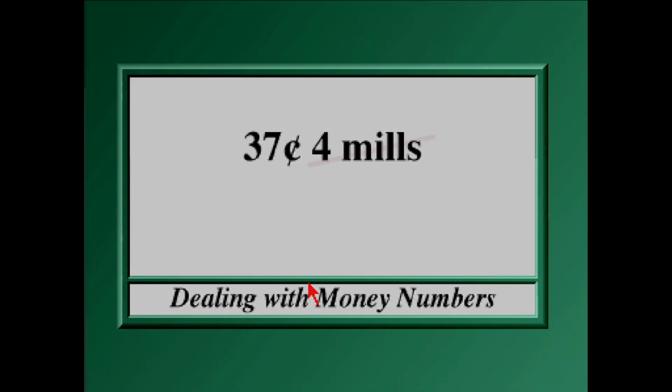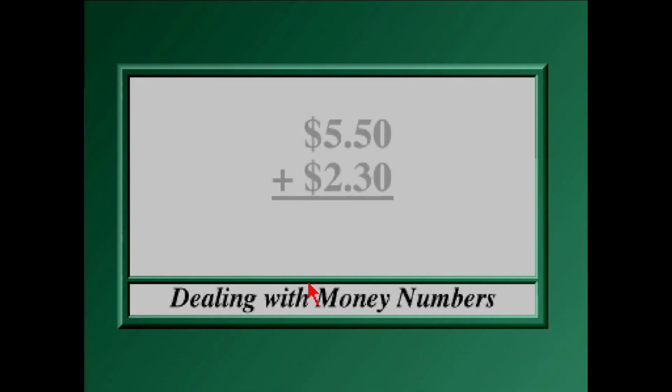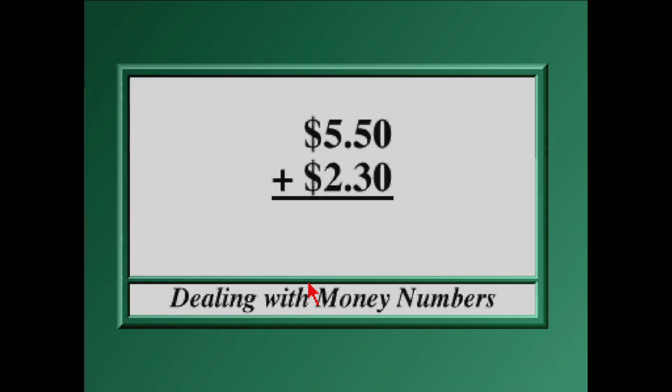You buy another grocery item which costs 37 cents 4 mills. Since the 4 mills is not equal to or greater than 5 mills, you pay only 37 cents. You buy one item for $5.50 and another for $2.30. Adding 5.50 and 2.30, you get $7.80.